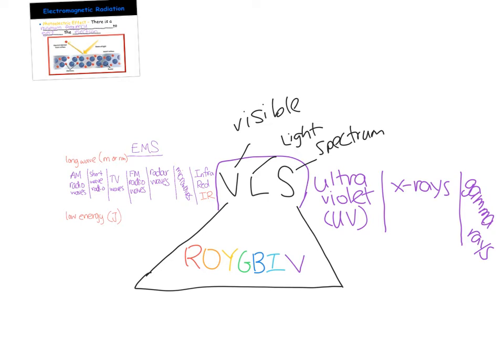You can't see ultraviolet radiation. You can see the effects of it, but you can't see it. You can't see X-rays. You can see the effects of X-rays on a film, but you can't see them. You can't see gamma rays. You can see the effects of gamma rays after a nuclear fallout.